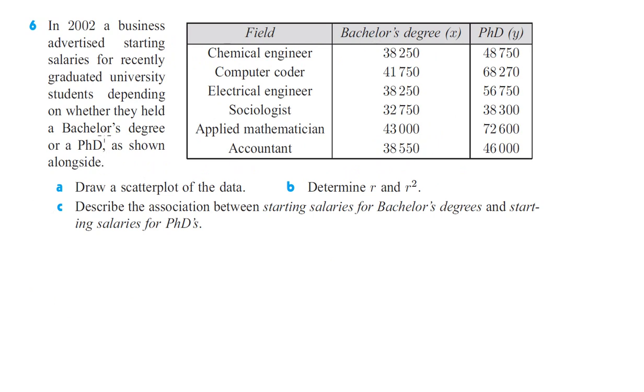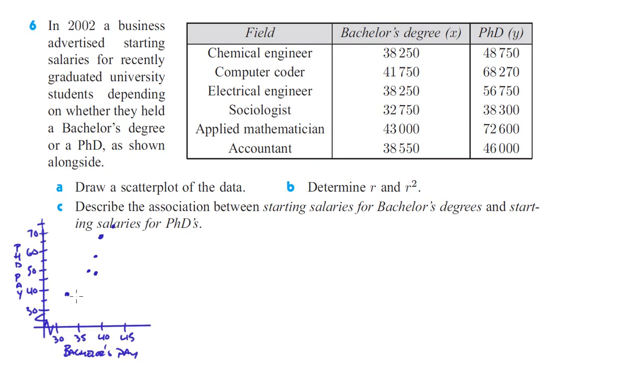Number 6, in 2002, a business advertised starting salaries for recently graduated university students, depending on whether they had a bachelor's degree or PhD, as shown alongside over here. Draw a scatter plot of the data, determine R and R squared, and then describe the association. All right, so I'm going to draw a scatter plot, and then we'll start back up again. Okay, so here's our scatter plot.